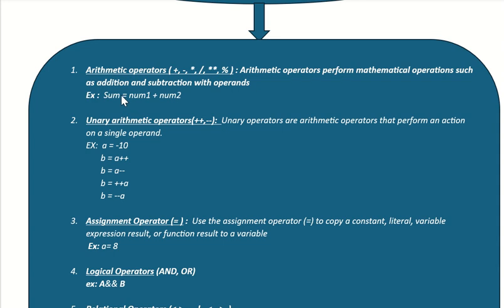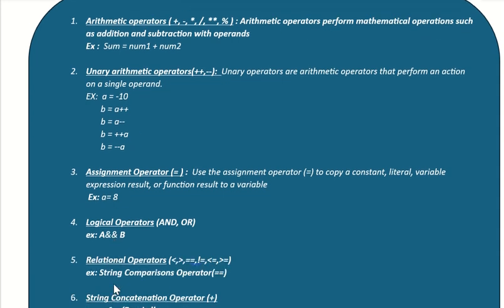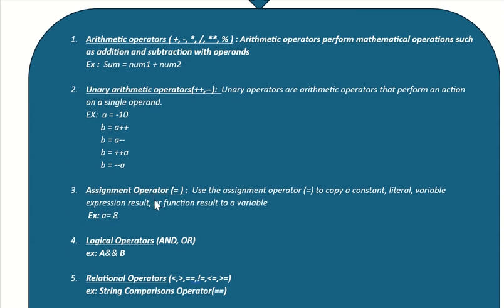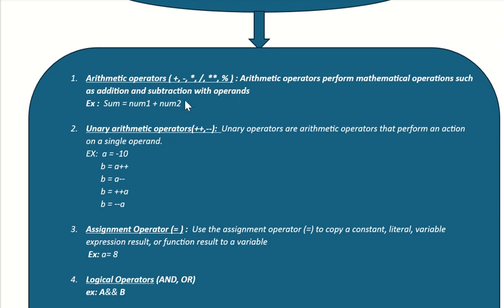Equal to is also an operator, and that is called the assignment operator, which we have already discussed. So what is an arithmetic operator? You can understand it, define it, and answer it.